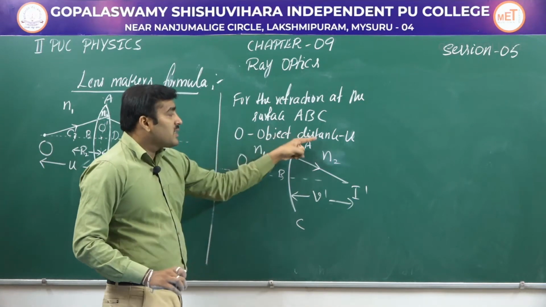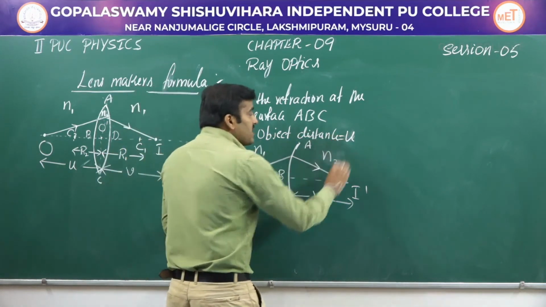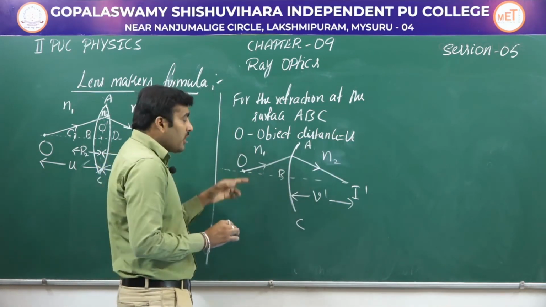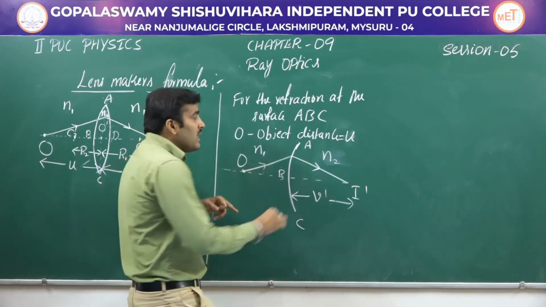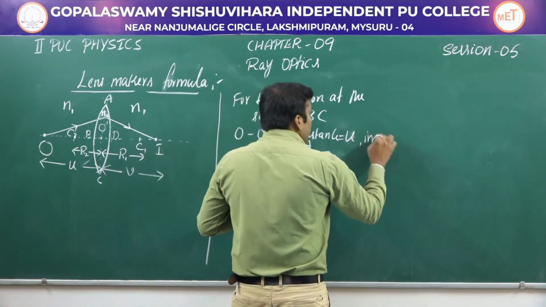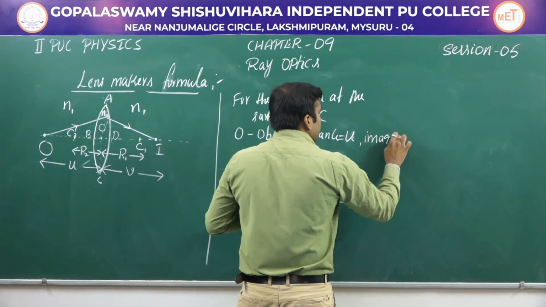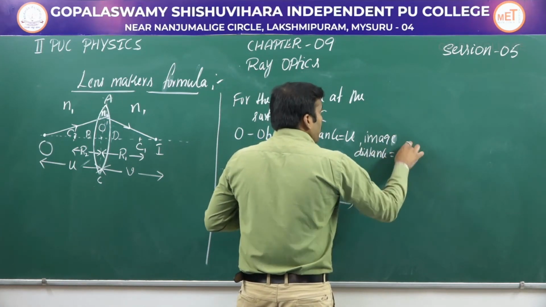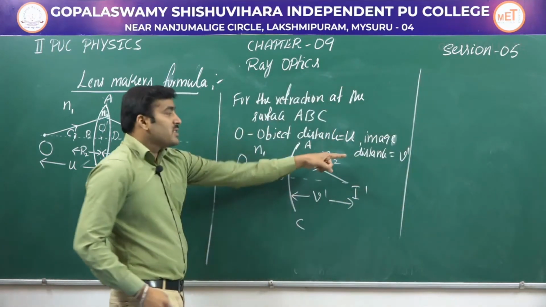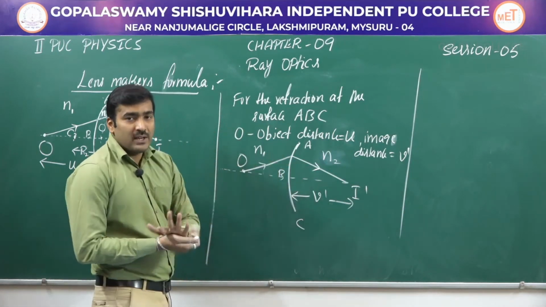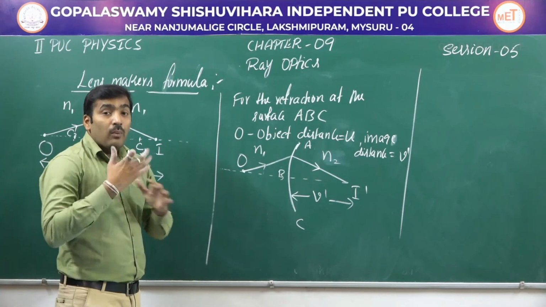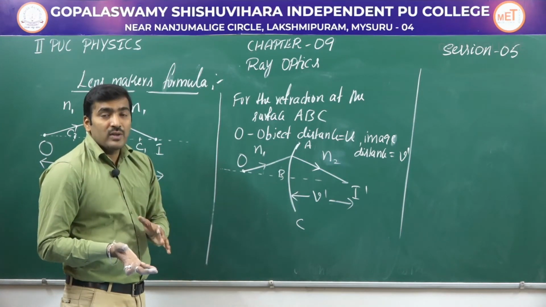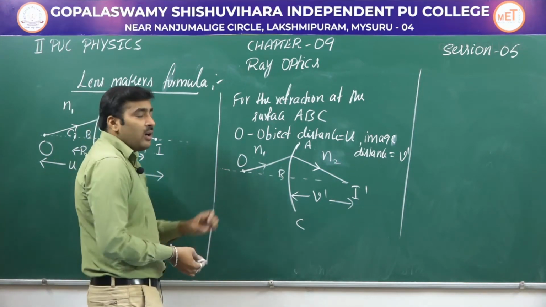Now I know the object distance is equal to U, and the image distance will be V dash. So the image distance is V dash for the spherical surface. Now remember the formula which we have written at the start of this session. So what is that formula?